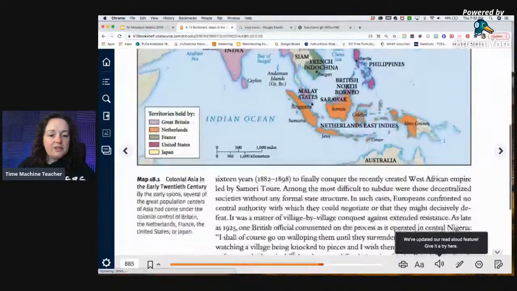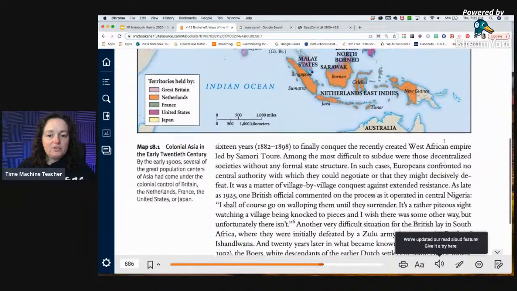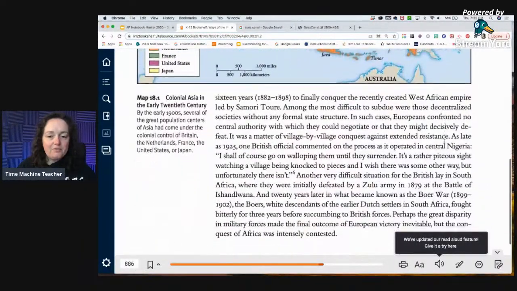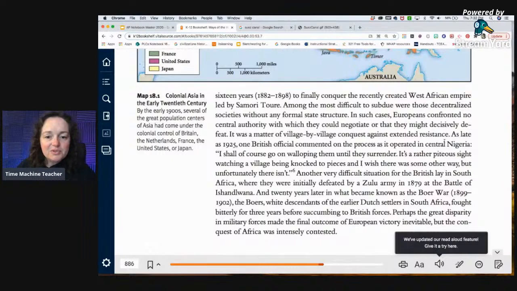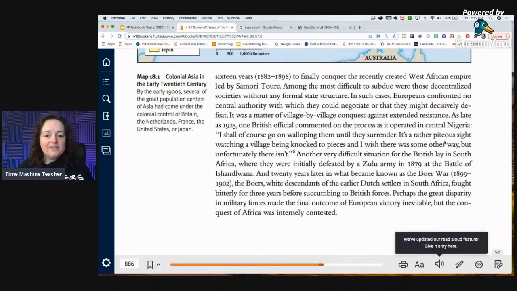It took the French 16 years to conquer the recently created West African Empire led by Samori Touré. We'll talk about him a little bit later next week. I was going to see if there was a map up there, but there isn't. Of Africa anyway. Among the most difficult to subdue were those decentralized societies without any formal state structure. In such cases, Europeans confronted no central authority with which they could negotiate or that they might decisively defeat. It was a matter of village by village conquest against extended residents.